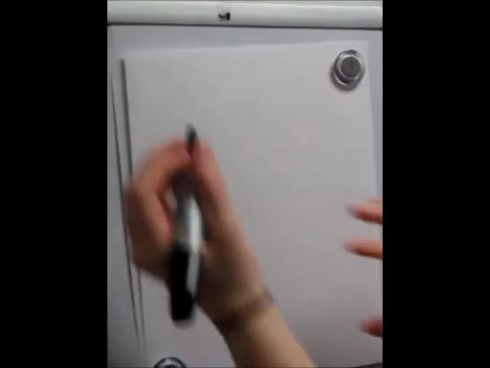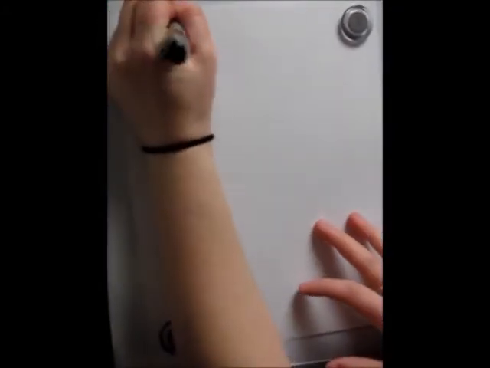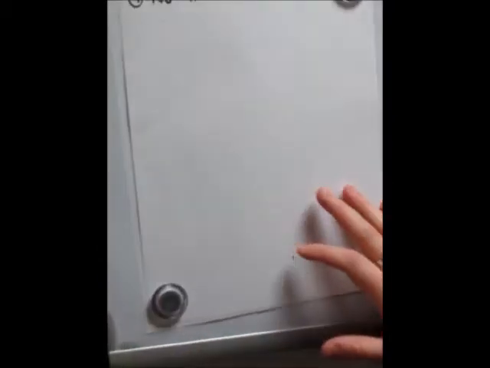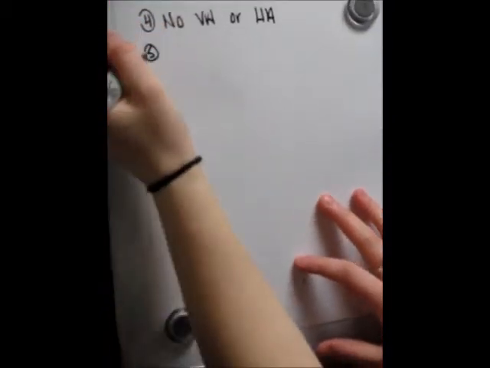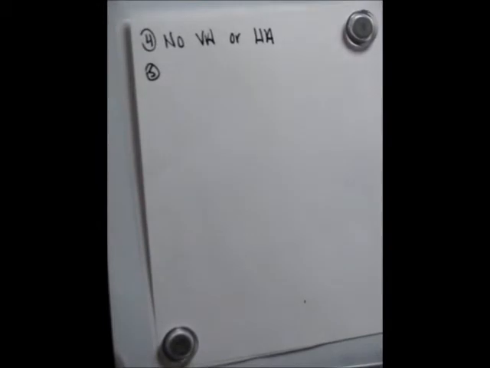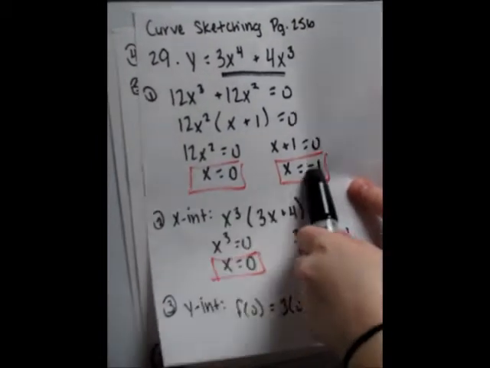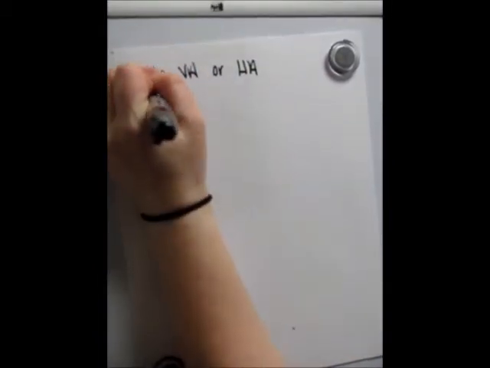Our fourth step would be to find the vertical asymptote and the horizontal asymptote, but because there's no denominator, we won't have one, so we'll just write no vertical asymptote or horizontal asymptote. Our fifth step would be to find the critical values, which we found earlier, and they're going to be 0 and negative 1, so we'll just write previous page.